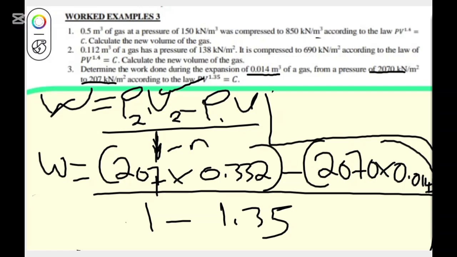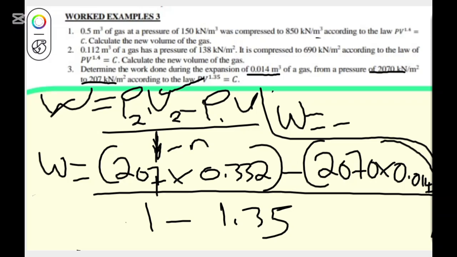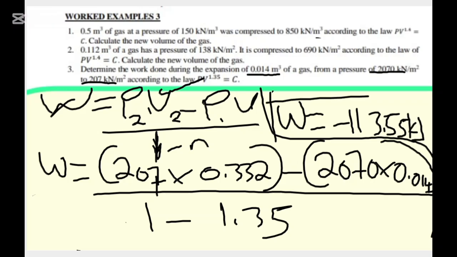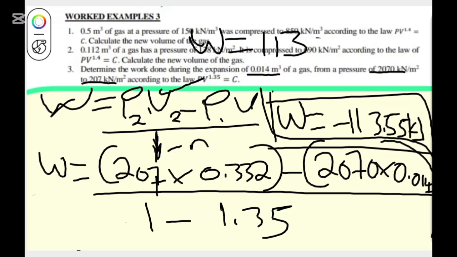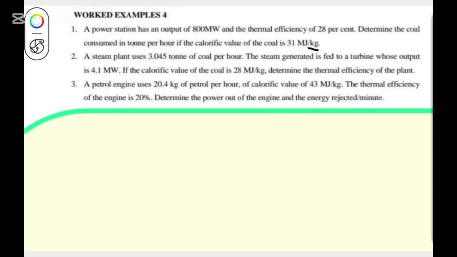The value of the work done should now be equal to minus 113.55 kilojoule. But this negative sign indicates expansion work by the gas. So therefore the final answer, work, should now be equal to 113.6 kilojoule.